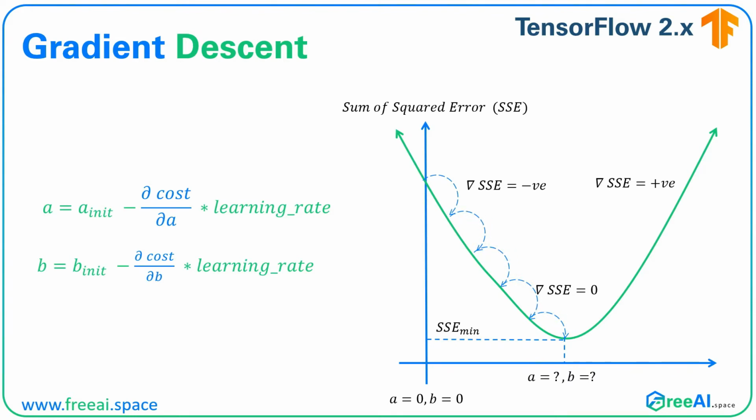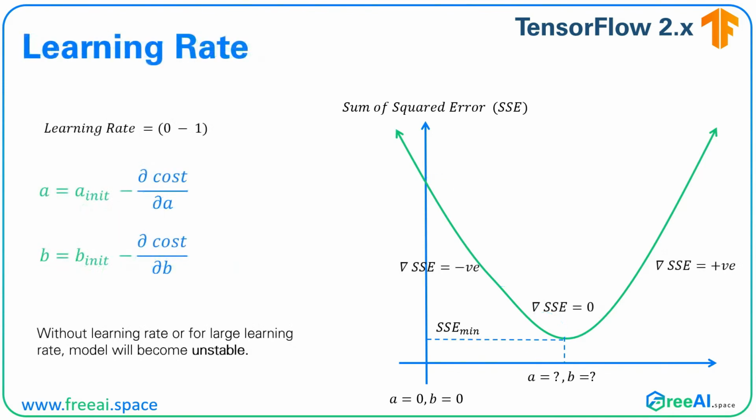Now the question here is, what is this learning rate? What is the significance of the learning rate? Generally, the value of the learning rate is between 0 and 1. The main reason for using the learning rate is that the derivative is highly unstable. Because of that, your model might also become unstable, since a small change in the derivative may lead to very large values.